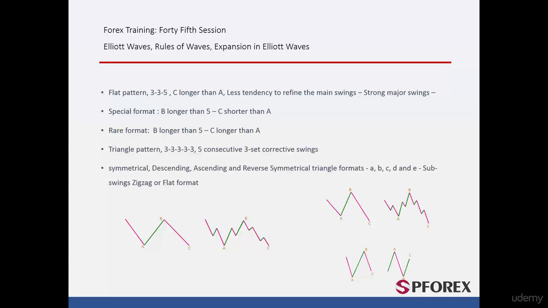Triangle pattern 3-3-3-3-3 has 5 consecutive 3-set corrective swings. That subswing may not have a corrective pattern. The consecutive waves and swings form symmetrical, descending, ascending and reversal symmetrical triangle formats. Swings are named A, B, C, D and E. Since these forms are continual patterns, they are present in corrective patterns. Wave B must be larger and longer than wave A. Subswings can have zigzag or flat format.